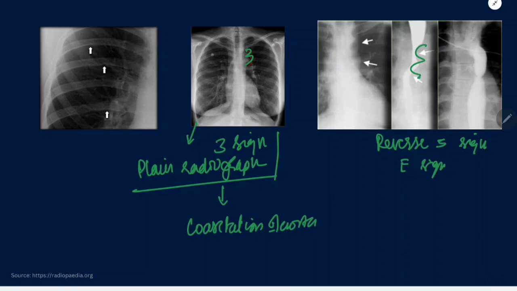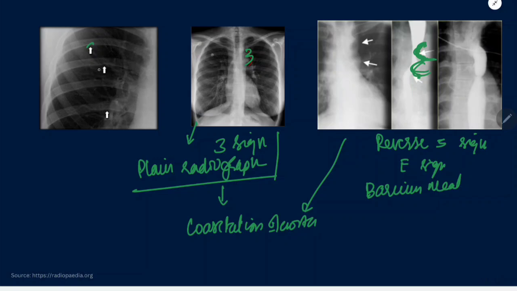Okay, and this is the same condition, coarctation of aorta, but this is nothing but barium meal. And because of this coarctation which is present here, the segment which is above and below is going to be distended and is going to produce a reverse 3 sign indentation, vascular indentation over this esophagus. That is why you see this reverse 3 sign in this place, okay?